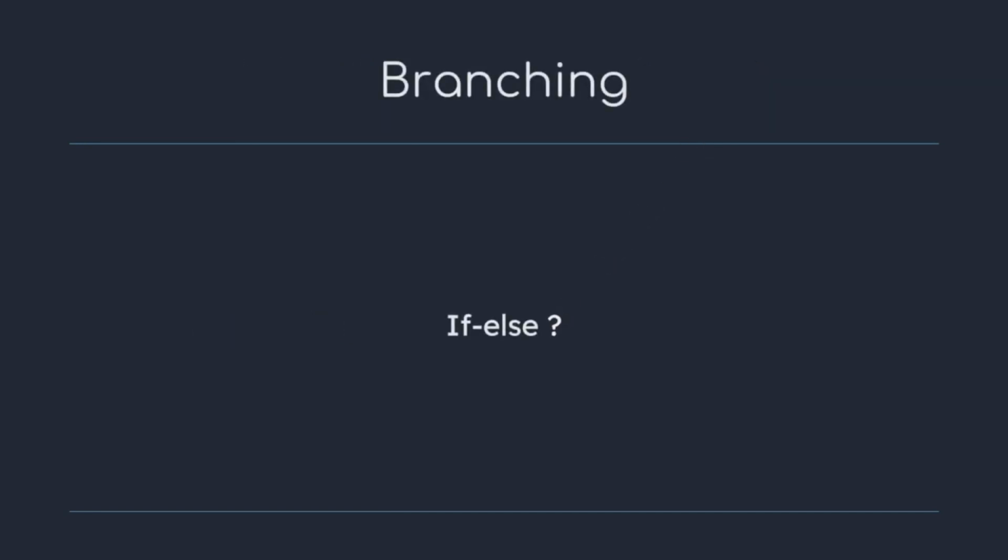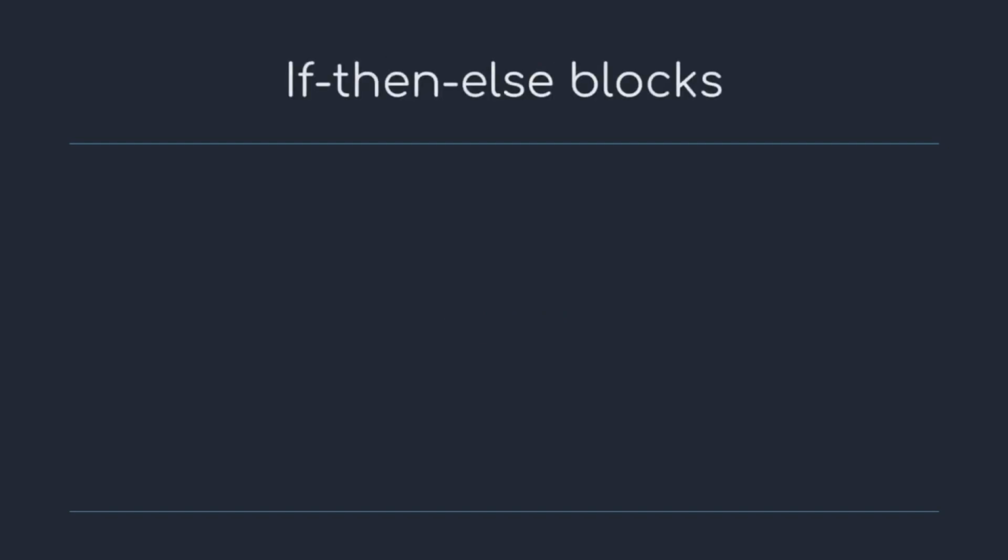So, what if I want to create a branch in my code? Where are my if-else statements? Haskell has 3 main methods for branching your code. The first one is if-then-else blocks. An if-then-else block is more like a ternary expression than an actual if statement.